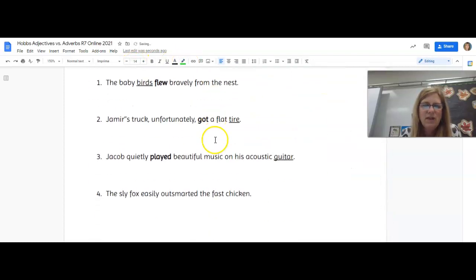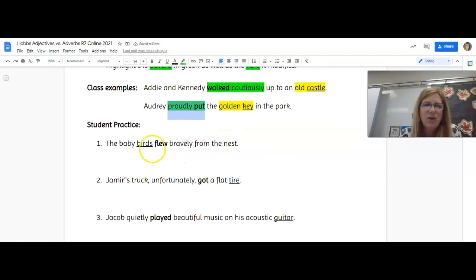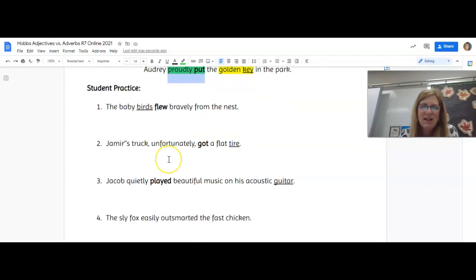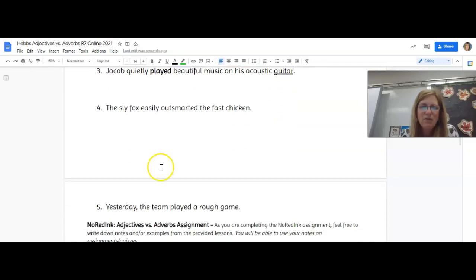You are going to do these five. So, the baby birds flew bravely from the nest. You've got to figure out which is the noun and what kind of noun, so what kind of castle, what kind of key. And then I've kind of given you a hint on the first few. I've underlined the nouns and I've put in boldface type the verbs. The last two, I didn't underline or do the bold, so you've got to figure that one out on your own.